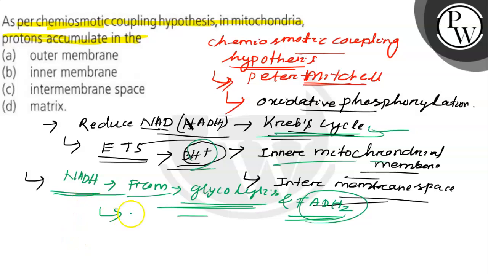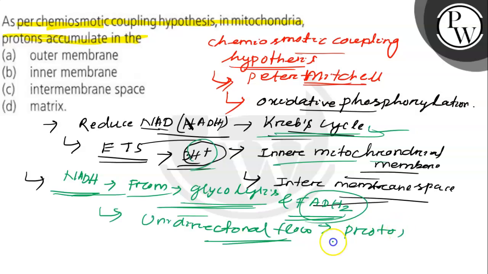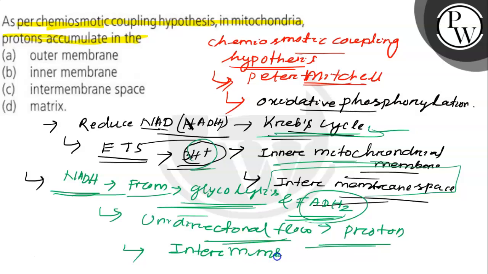So this is a unidirectional flow of protons, resulting in the accumulation of the protons in the intermembrane space. These come from the Krebs cycle and glycolysis, cross the inner mitochondrial membrane and get accumulated in the intermembrane space.